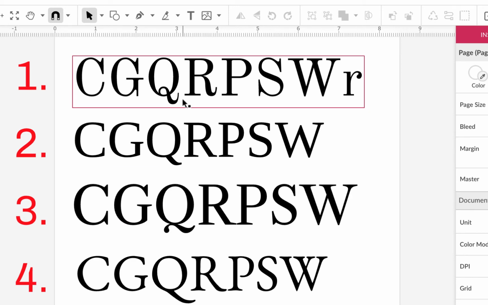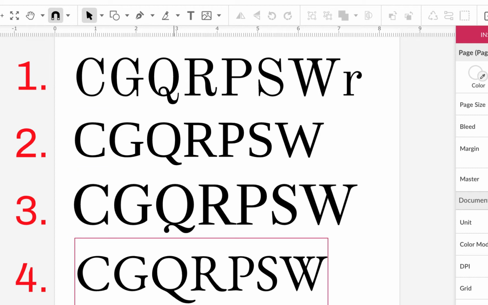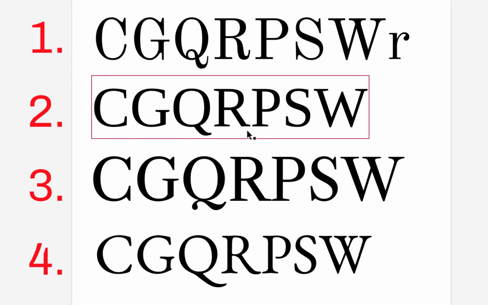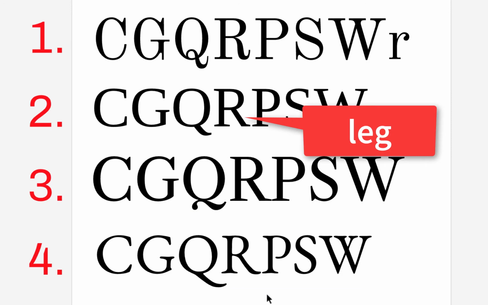A couple other things was on the Q's. They have tails at the bottom. They're called a tail. Now, sometimes a tail is what's called on the R, that's called a tail. I know that's kind of interchangeable with a leg. When it's like this, it's kind of like a leg. When that's like a tail. So I usually call it a leg.